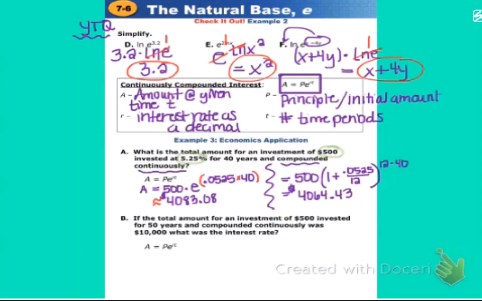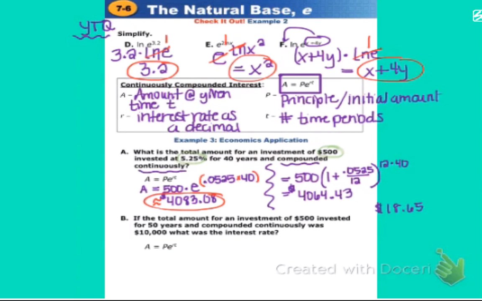$4,064.43. So it wasn't that much difference. It was only about an $18.65 difference. So maybe we're not going to be able to find an investment that pays continuously, but if we can find one that pays monthly, we're still in really good shape. But the actual answer to this question is $4,083.08. That's how much we would have using the A equals P times e to the rt formula to calculate growth of $500 at 5.25% for 40 years.